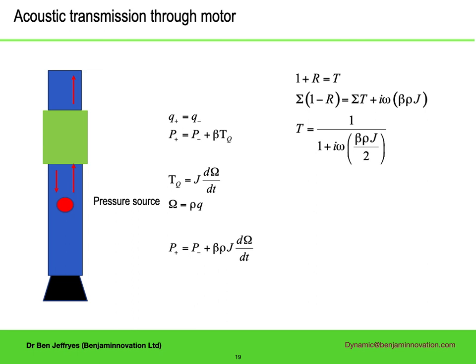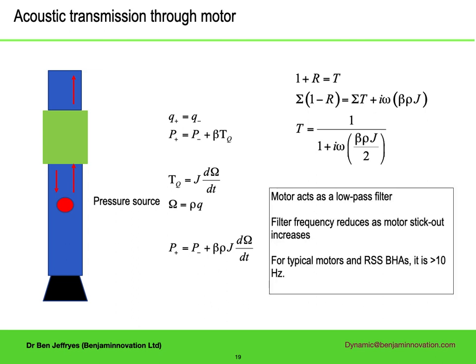So for low-frequency sound, positive displacement motors act as a one-pole low-pass filter. Crucial for real-world acoustic transmission is the filter frequency, and for typical motors and BHA sizes, it will be over 10 Hz, so for normal MWD systems it has little effect. Higher frequencies, though, can be significantly attenuated.